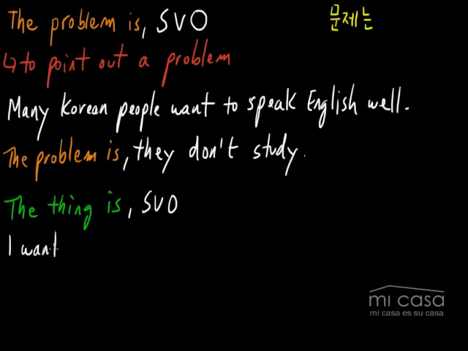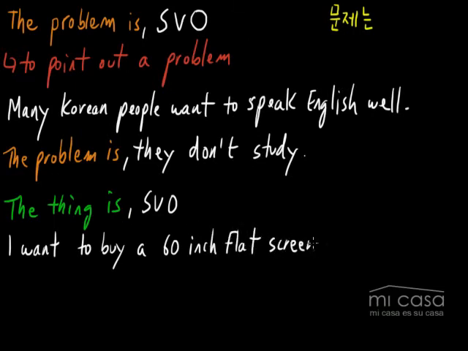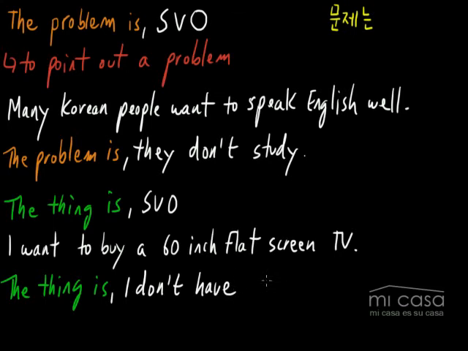I want to buy a 60-inch flat screen TV. Wow, that would be really nice if I had a 60-inch flat screen TV. I like watching movies, so I really want a 60-inch flat screen TV. But there's a problem. The thing is, I don't have enough money. 60-inch flat screen TVs are quite expensive, and I don't have enough money to buy one. So that's a problem. I can't get a 60-inch flat screen TV because I don't have enough money. All right? So instead of the problem is, you could also say the thing is.